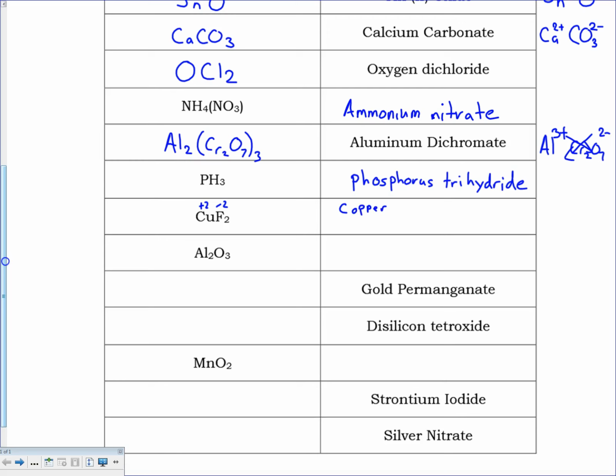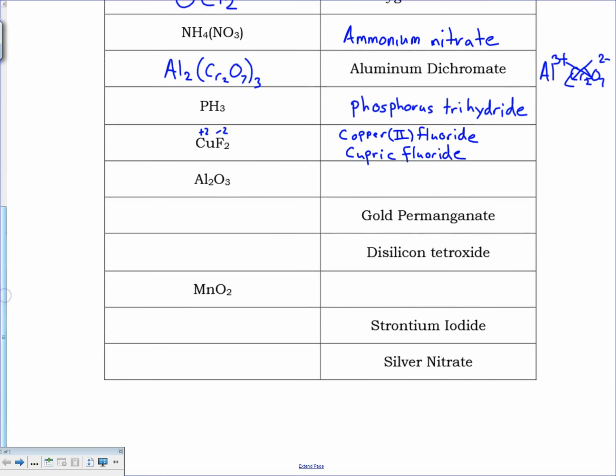or cupric is copper 2, if you look it up on the back. Cupric fluoride. On the quiz or test, you're not going to be asked to identify both of these. I'll just have one or the other on there, so make sure that you know how to do both ways. And you'll just have to identify what the name would be, and either one of those could be on there, so make sure that you know how that works.